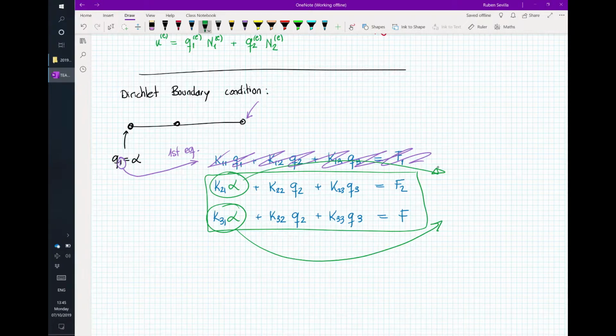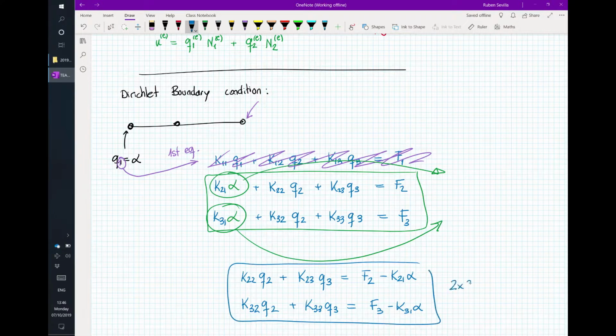It's known, so whatever is known, right-hand side. And that's it. All of a sudden, you have now what you wanted, a smaller system. In this case, 2 by 2, which makes sense because only two unknowns were necessary. The displacement at 2 points, not the displacement at 3. Okay, this is the 2 by 2 system. And now you solve this one.